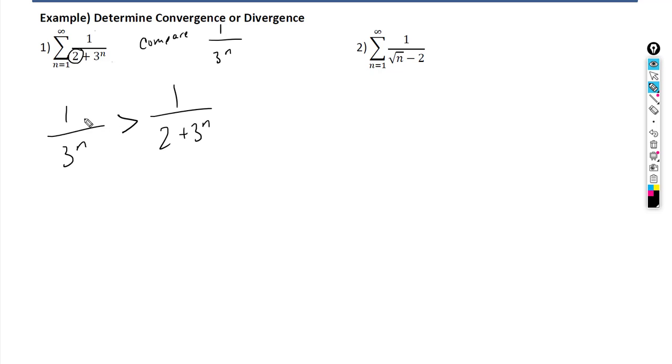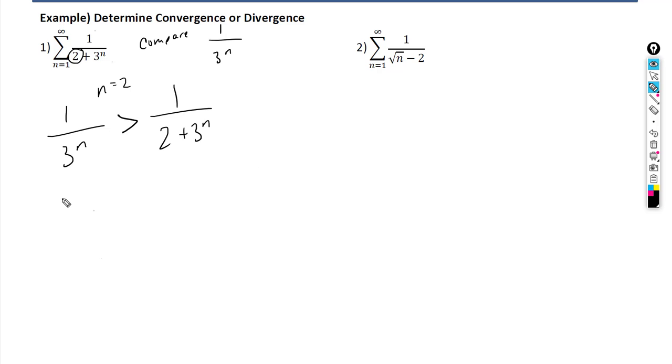And some of you are like, what do you mean bigger? Well, if n was 2, that means this is 1 over 9 and this is 1 over 11. This fraction's actually bigger: 0.11 repeated is bigger than 0.09 repeated. So that's why I can say that 1 over 3 to the n is bigger than 1 over 2 plus 3 to the n.